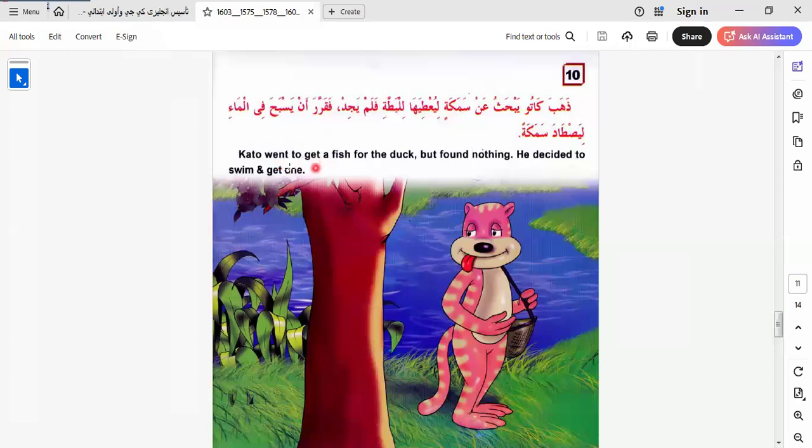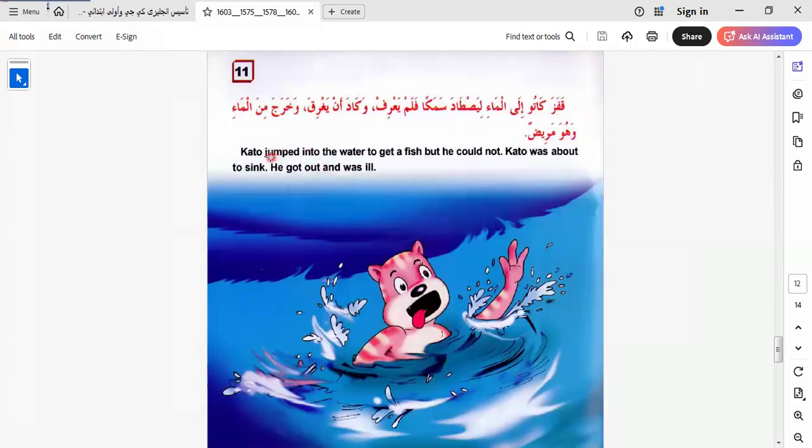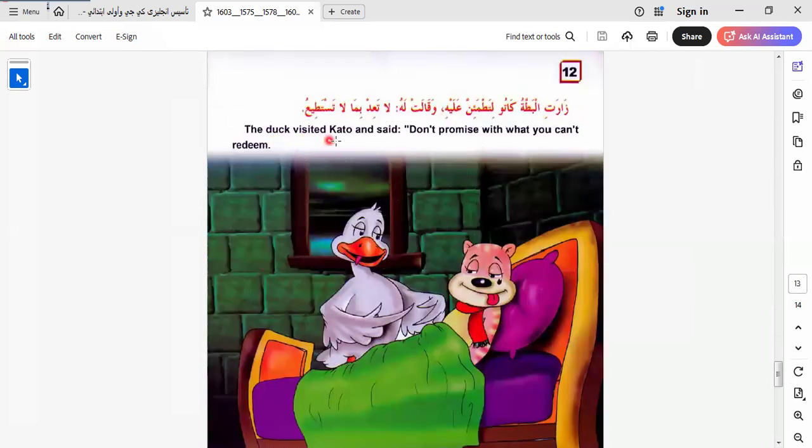Kato went to get a fish for the duck, but found nothing. He decided to swim and get one. Okay. Kato jumped into the water to get a fish, but couldn't. Kato was about to sink. He got out and was ill. The duck visited Kato and said, "Don't promise what you can't deliver." Okay, it means what? It means you can't promise for something you can't do.